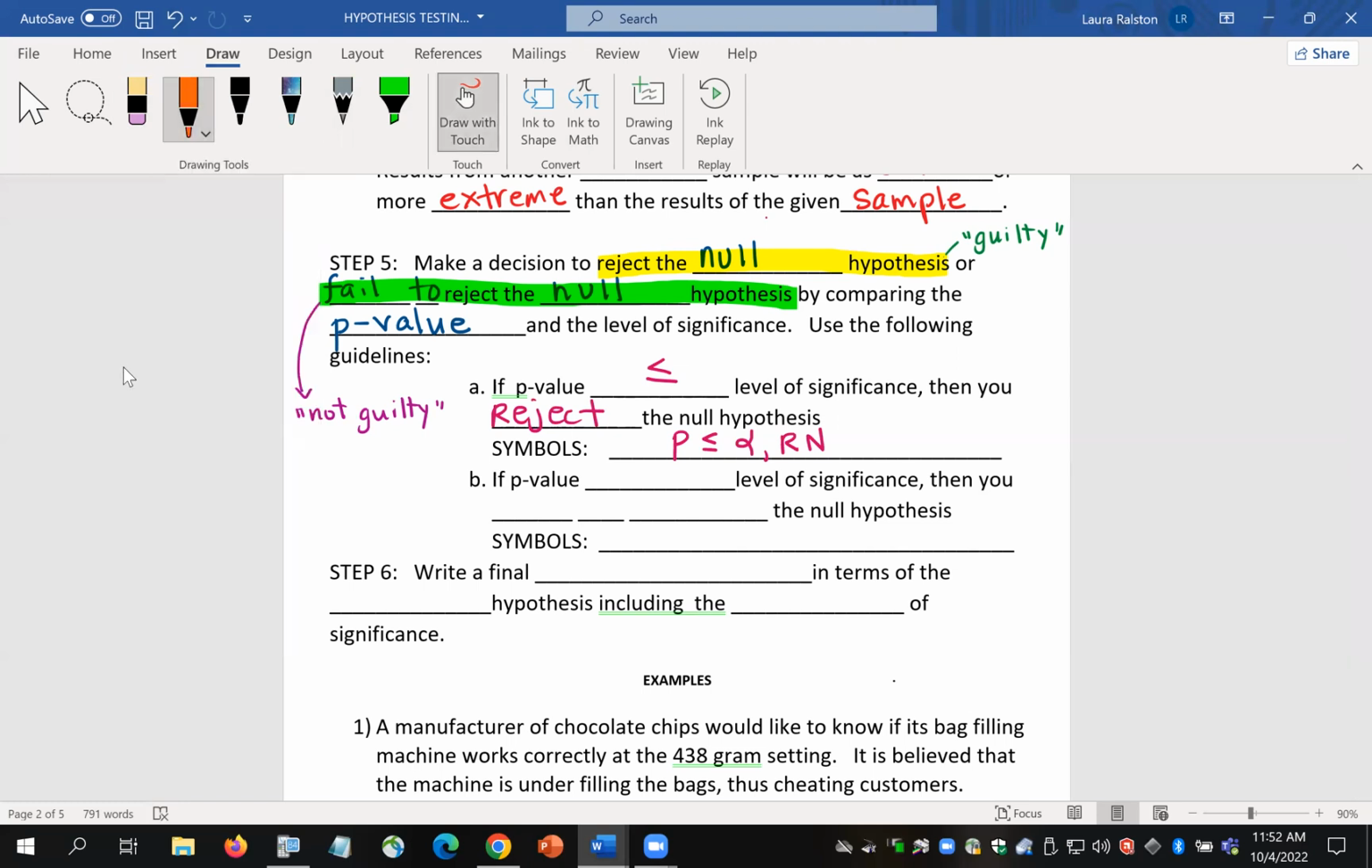If the p-value is greater than the level of significance, then you fail to reject the null hypothesis. So if p is greater than alpha, you fail to reject the null.